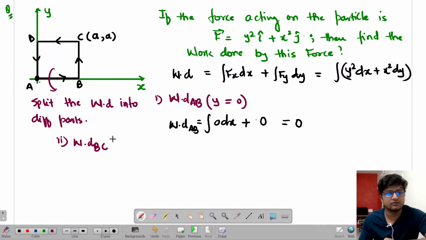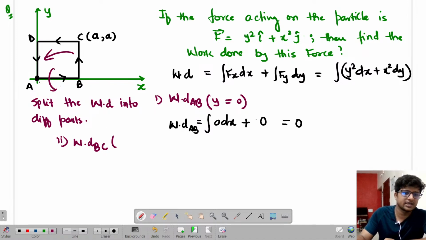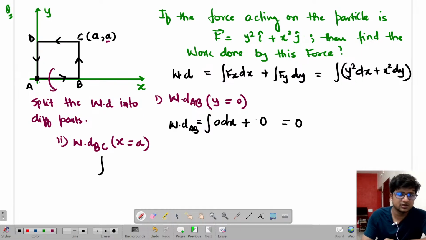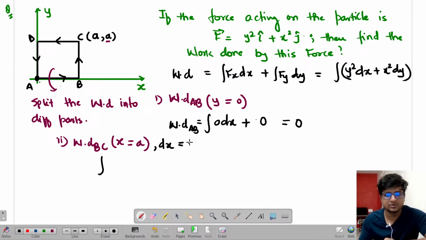Next, work done along BC. If we look into BC, this is parallel to the y-axis, correct? So if it is parallel to the y-axis, at what coordinate of x is it present? Look over here, it is present at x is equal to a. So if I try to write its work done, it's parallel to the y-axis, and you can see that its x coordinate will not vary. So here dx will be how much?